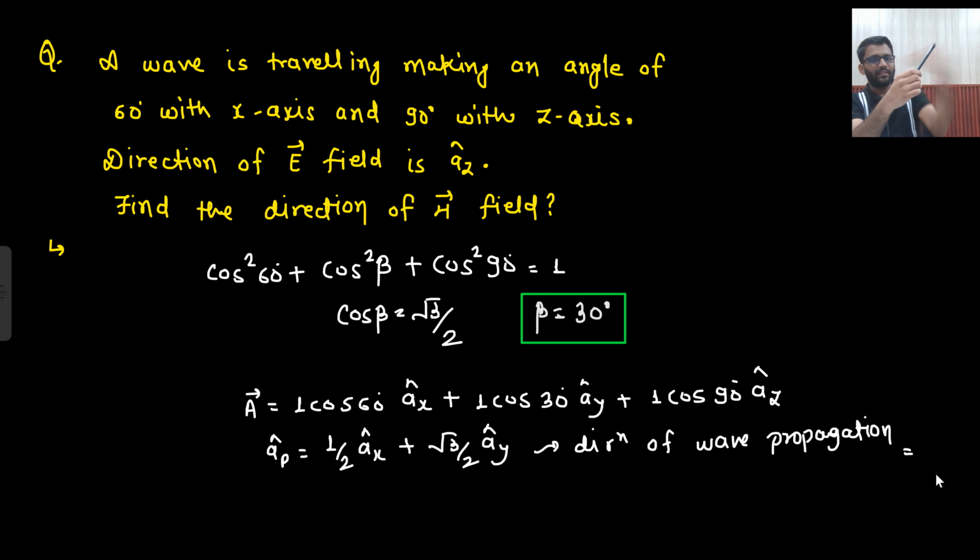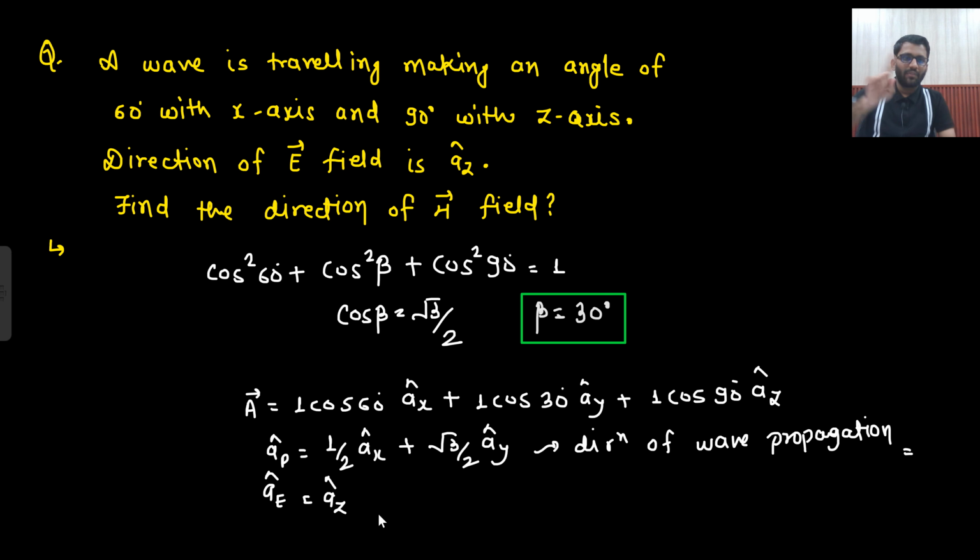So 60 degree with x axis, and with the y axis I found out the angle which was 30 degree. So 60, 30 and 90. So unit vector I can certainly write down. So that is the direction of that unit vector. That means in this direction wave is propagating. AE cap is AZ cap.